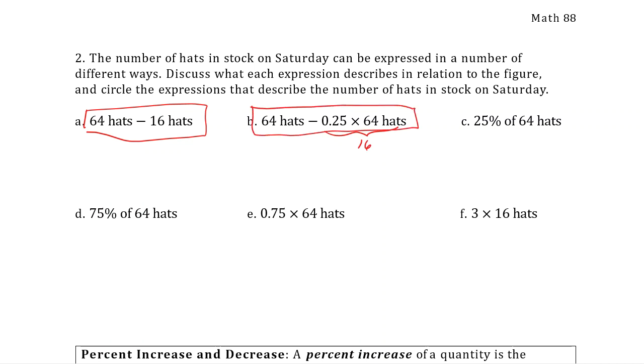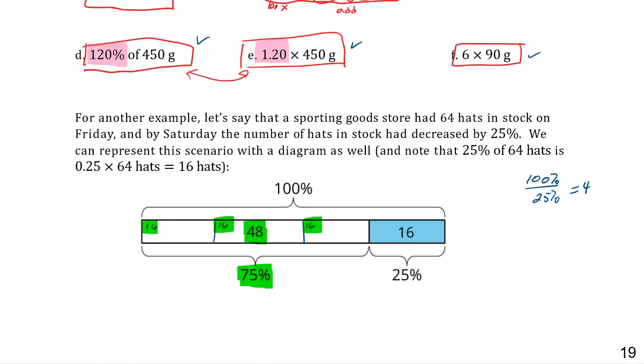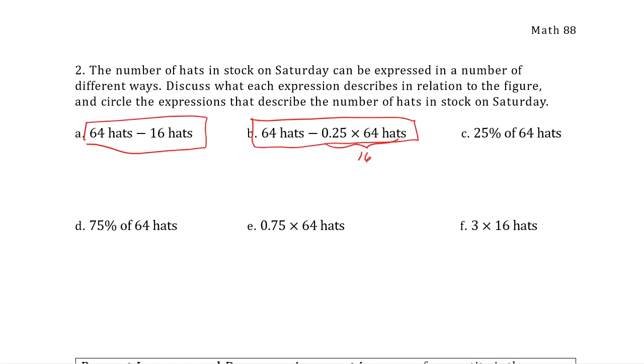How about 25% of 64 hats? Let's look at the diagram. That's just this piece right here, 25% of 64 hats. That's 16, so that's not going to give you what you have left on Saturday. What is that going to give you? What is that telling us? Yeah, it's telling us how many we lost, or maybe how many we sold, because it was from Friday to Saturday. I would say they probably got sold. Maybe we shipped them to another store though, I don't know, but that's the decrease.